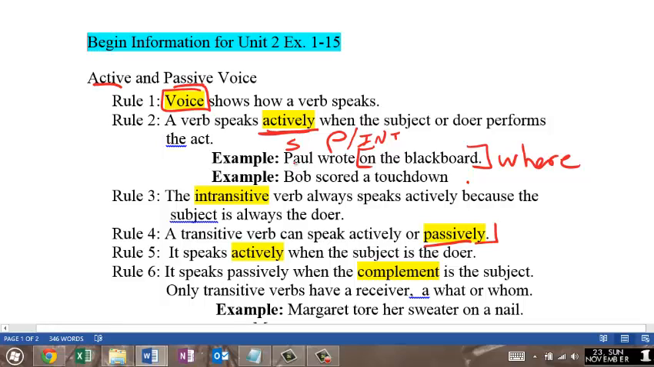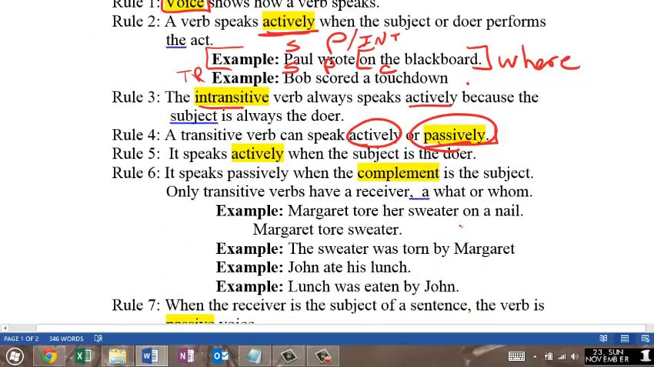Same thing in the second example. Paul is the subject, scored is the predicate, touchdown is the complement. Bob is performing an action, or he performed an action, which was he was scoring or he scored. Intransitive verbs, such as the first example here, are always active. But the second one, which is transitive, can either be active or passive. It speaks actively when the subject is the doer, so Bob scored a touchdown.